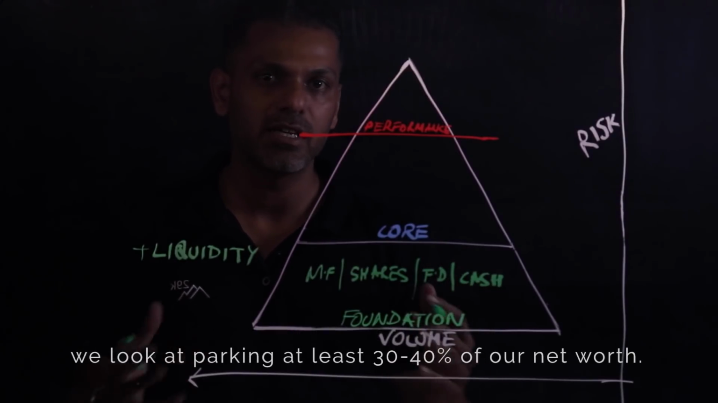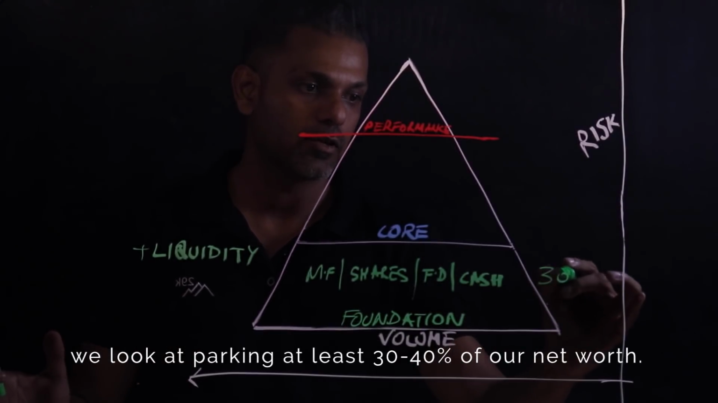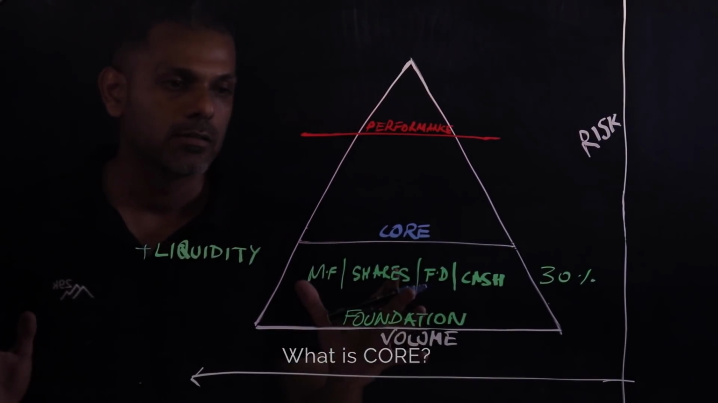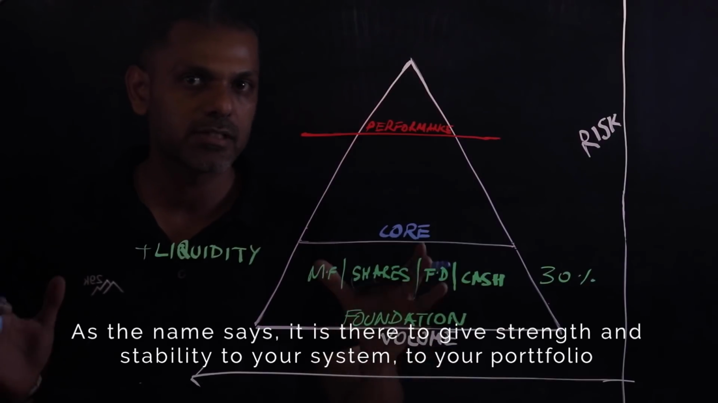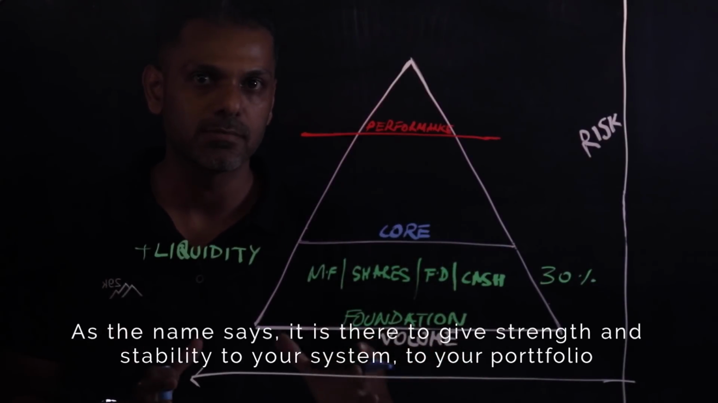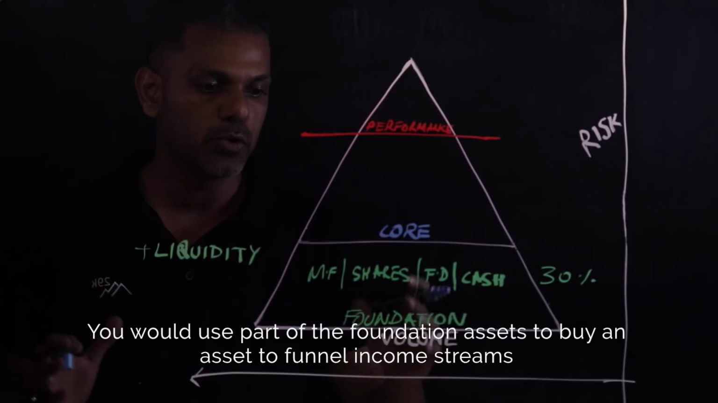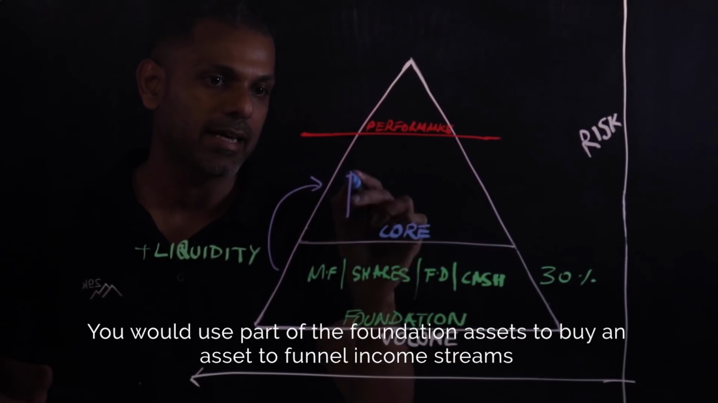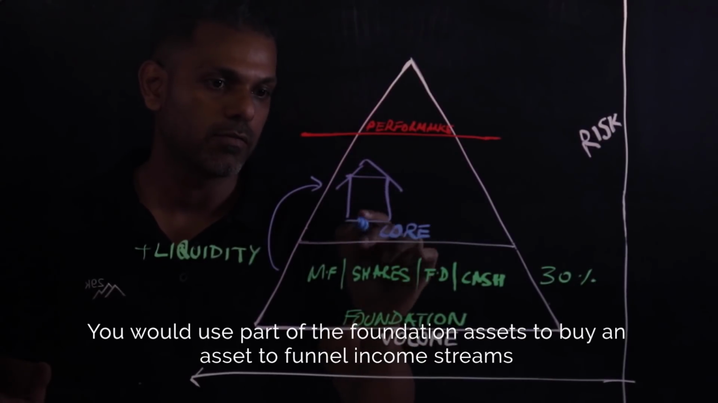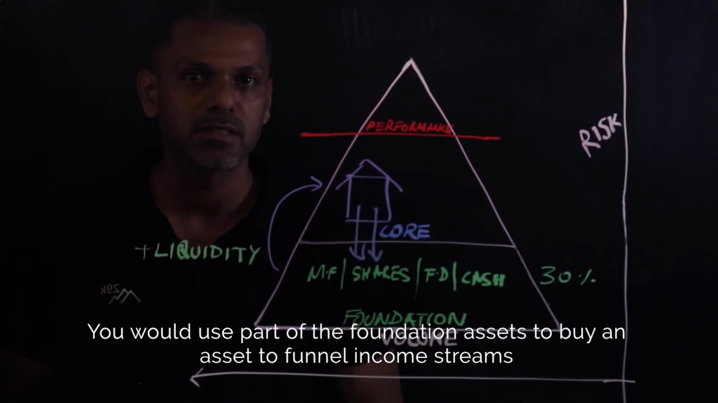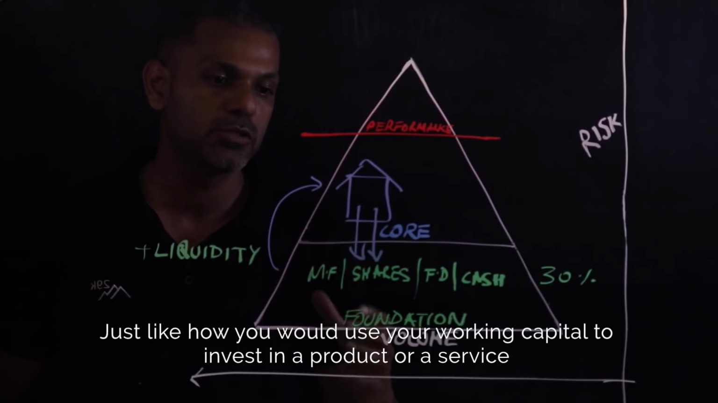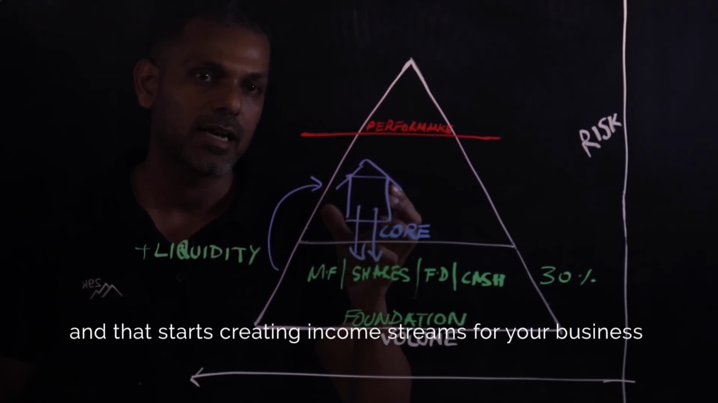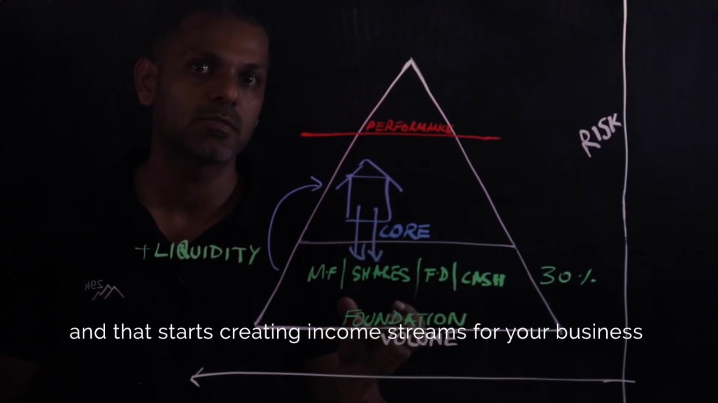And here typically we look at parking at least 30 to 40% of our net worth. What is core? As the name says, it is there to give strength and stability to your system, to your portfolio. You would use part of the foundation assets to buy an asset to funnel income streams. Just like how you would use your working capital to invest in a product or a service, and that starts creating income streams for your business.